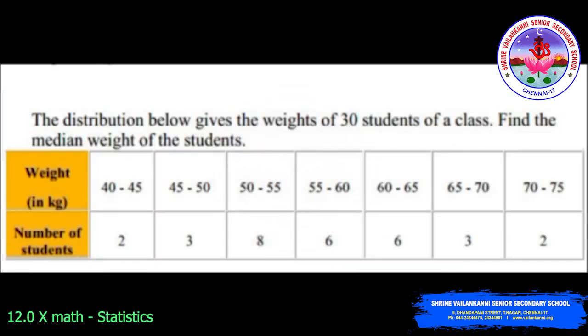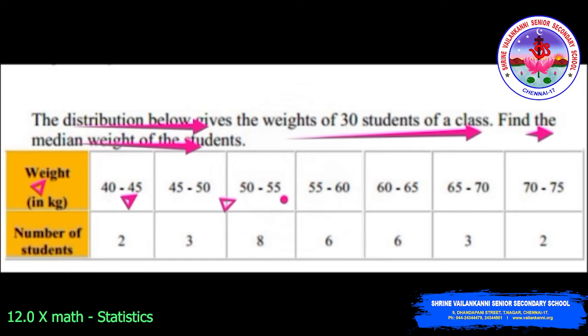We are going to see some problems. The first one: the distribution below gives the weights of 30 students of a class. Find the median weight of the students. In the tabular column, the weights are grouped into the intervals 40 to 45, 45 to 50, 50 to 55, 55 to 60, 60 to 65, 65 to 70 and 70 to 75. The number of students, as the frequency, are 2, 3, 4, 6, 8, 3 and 2.